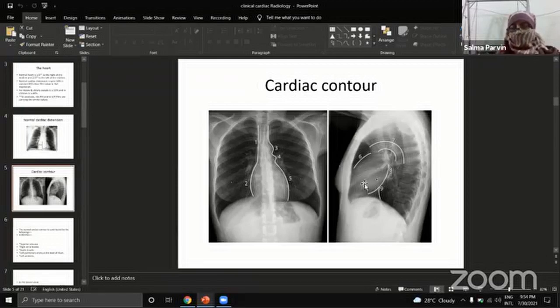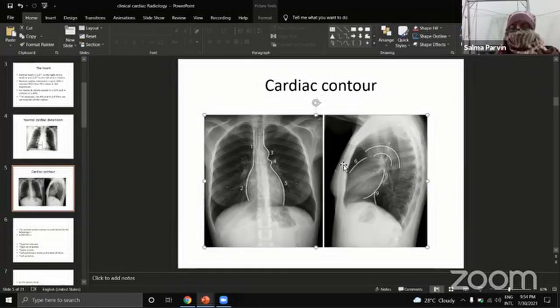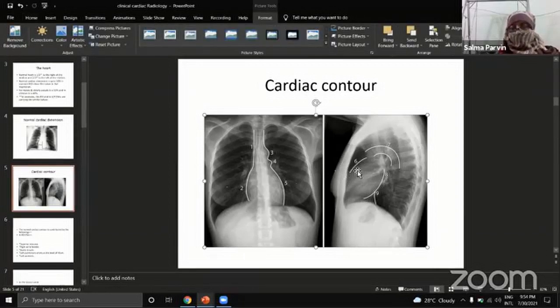In the lateral chest X-ray, the heart is in the middle mediastinum and it is retrosternal. We know it is retrosternal. So the cardiac surface behind the sternum is formed by the right ventricle.